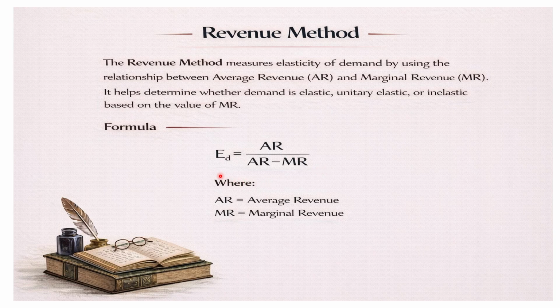And what does ED show? It is the elasticity of demand. So here elasticity of demand is equal to average revenue divided by average revenue minus marginal revenue. What is average revenue? Average revenue is nothing but the price of the product. And what is marginal revenue? Marginal revenue is the addition to the total revenue.